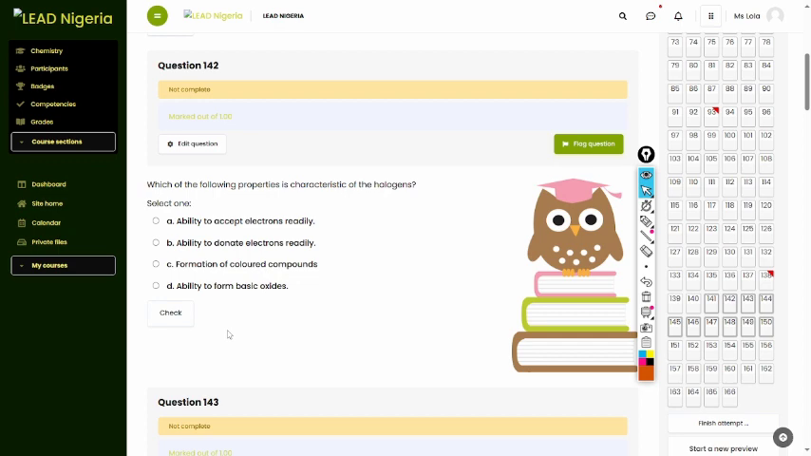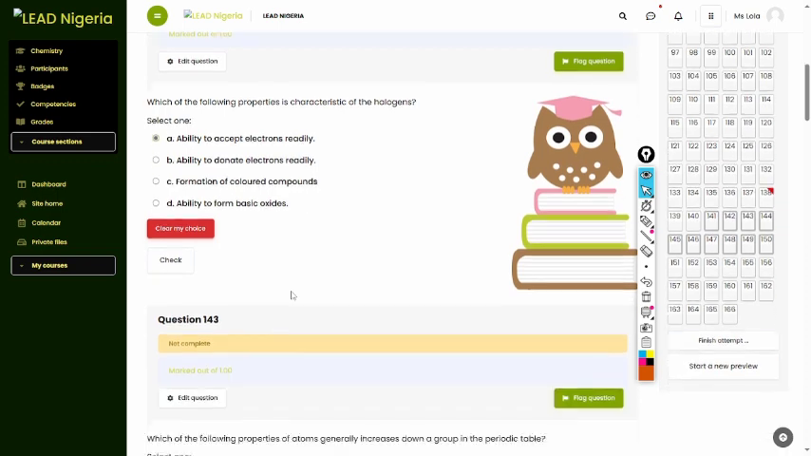Which of the following properties is characteristic of halogens? So halogens are group 7 elements, okay? And then group 7 elements have 7 electrons in their outermost shell, so they accept 1 electron to become stable. So which of the properties is characteristic of halogens? Ability to accept electrons easily, which is true because they can easily gain 1 electron to become stable. Now, they don't donate electrons, okay? They don't form colored compounds, that's transition metals, and they form acidic oxides, not basic oxides. So the answer is the ability to accept electrons easily.